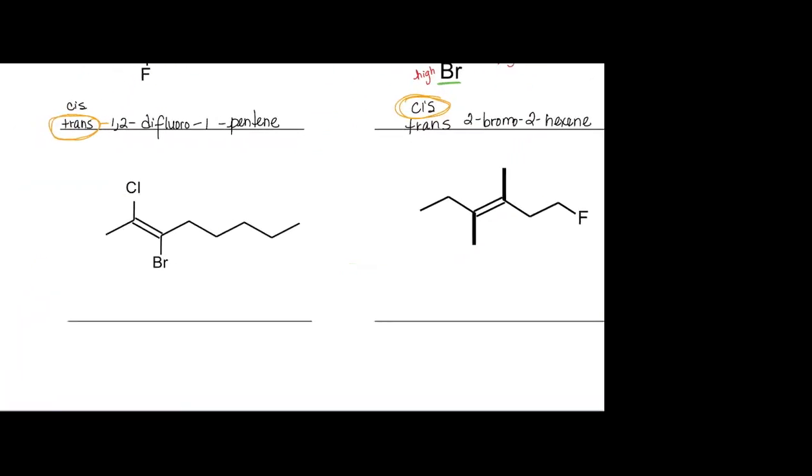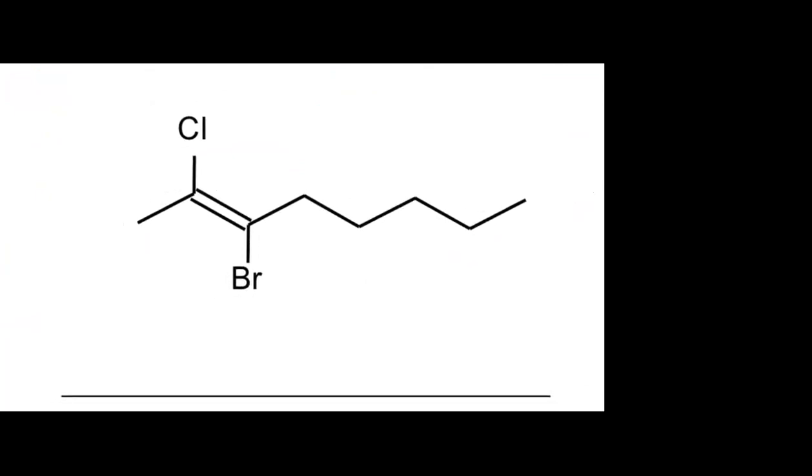Put a 1 in the chat if you're ready for one more example. Excellent. Let's name the following molecule. Let's find the longest carbon chain. There you go. This is the longest carbon chain. 1, 2, 3, 4, 5, 6, 7, 8. Okay. So this is 2-octene.